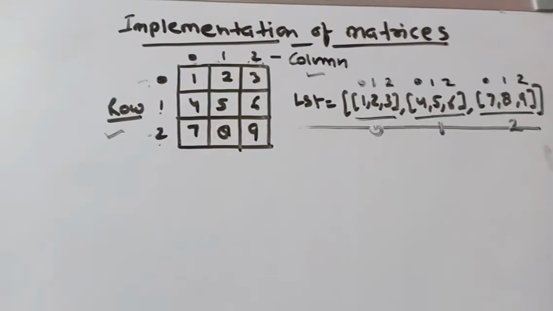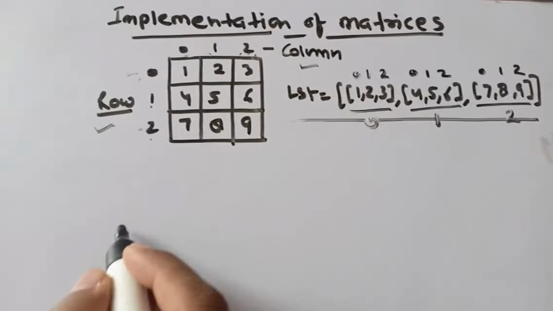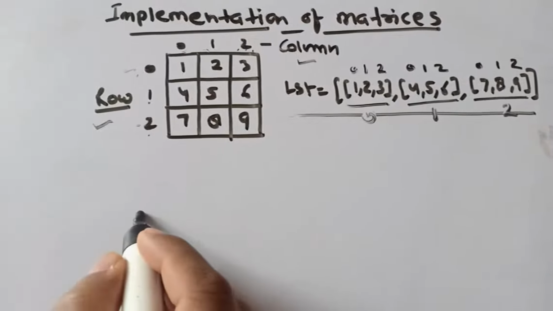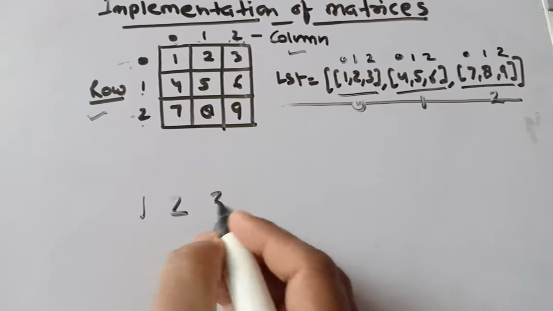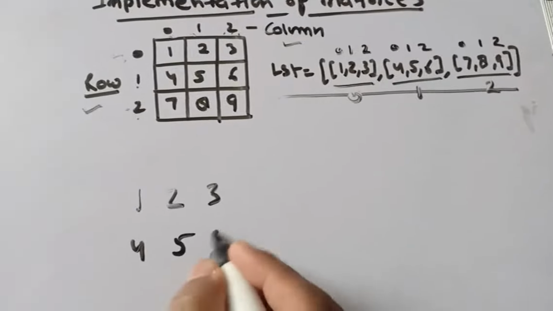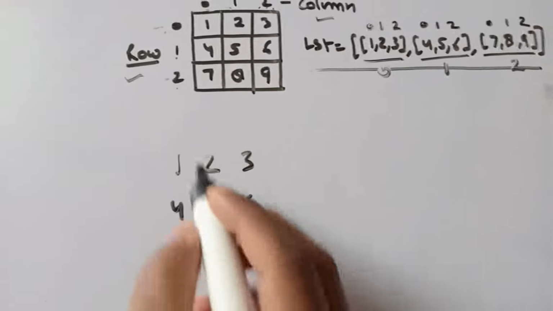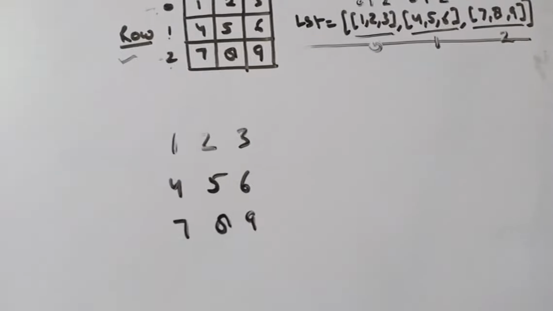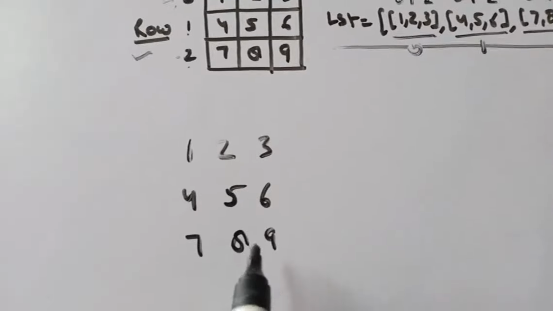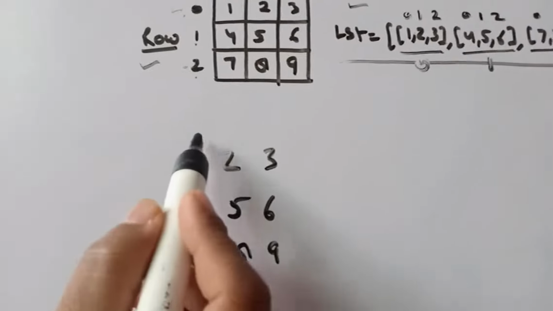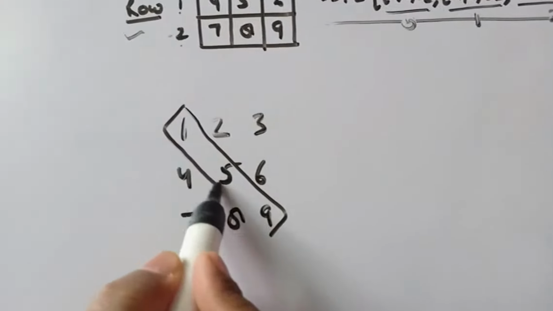In this shape, which is known as a matrix, we can create some logics. I am writing the matrix again here to find some logics: 1, 2, 3, 4, 5, 6, 7, 8, 9. Now this is the matrix written. I told you in the previous video how to display the matrix and how to create a two-dimensional list.